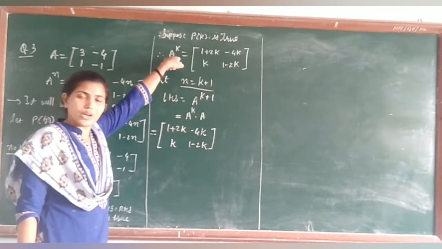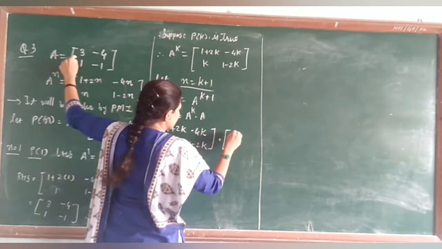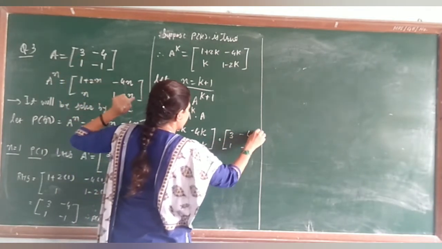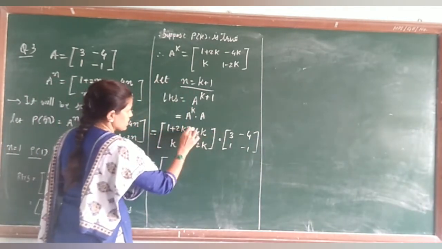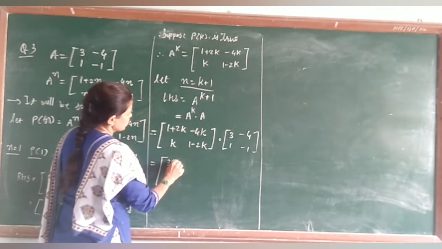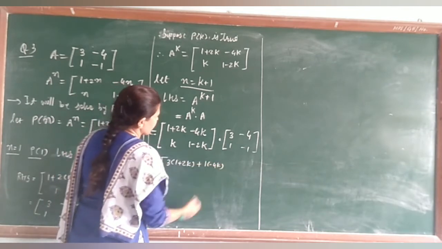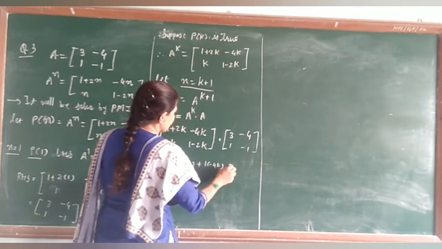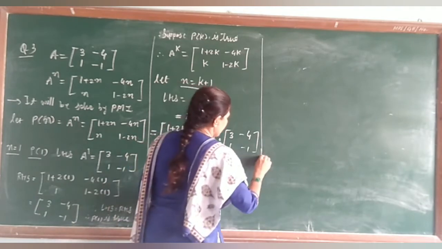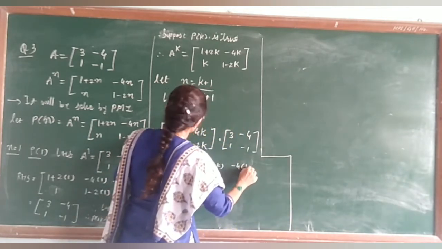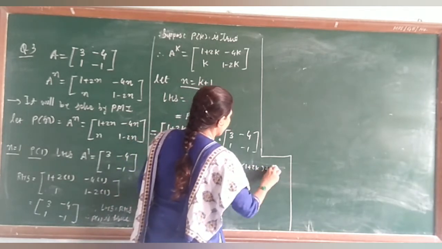A raised to k from the second statement into A. So what is A? [3, -4; 1, -1]. Now students apply the multiplication. I am applying first row, first column. So it is 3 into (1 + 2k) plus 1 into -4k. This gives us the first element. Second element, first row and second column. So -4 into (1 + 2k) plus 1 into 4k, that is 4k.